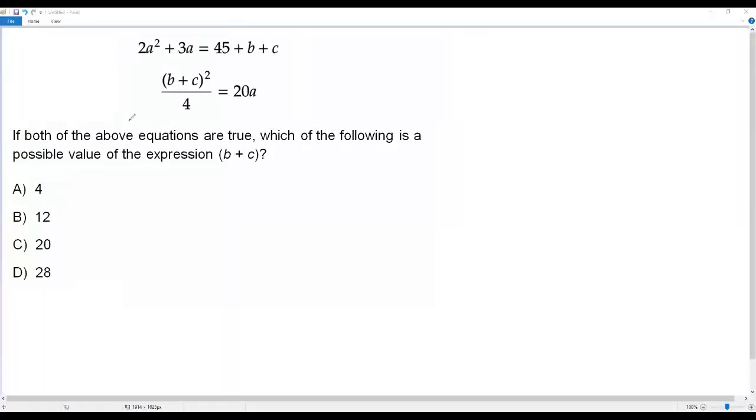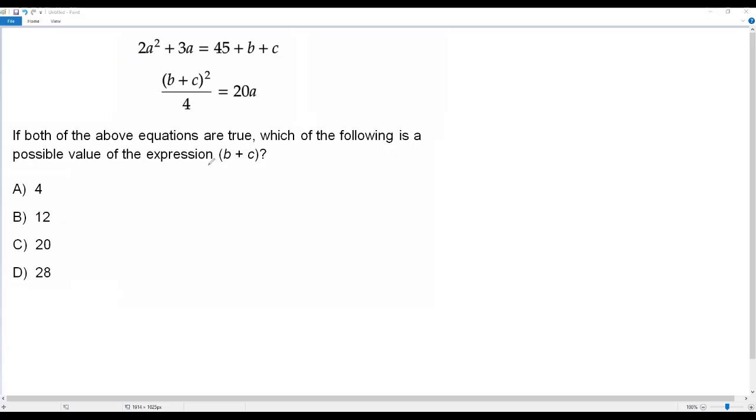Here we have a SAT math question. There is a system of equations given over here. 2a² + 3a = 45 + (b + c), and (b + c)² / 4 = 20a. If both of the above equations are true, which of the following is a possible value of the expression b + c? Okay, it's a little tricky question.